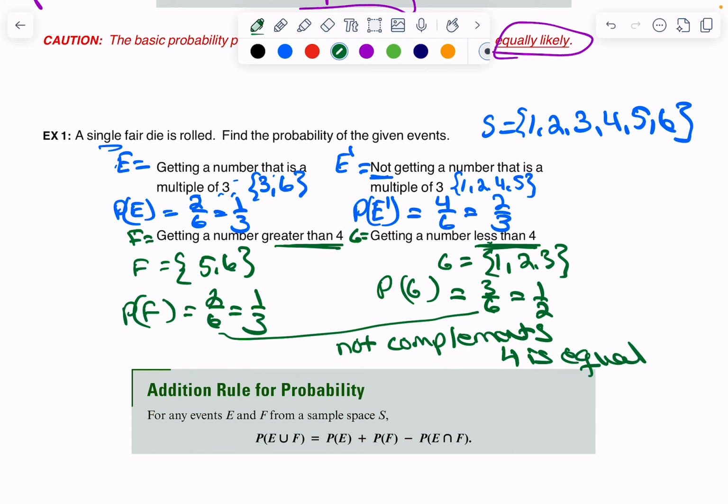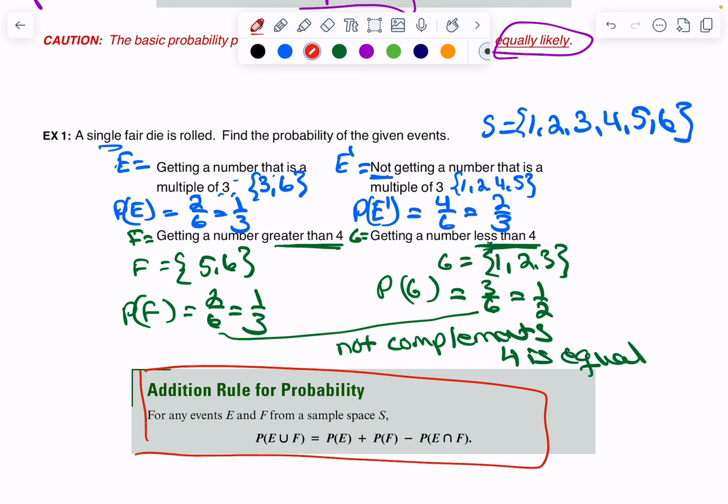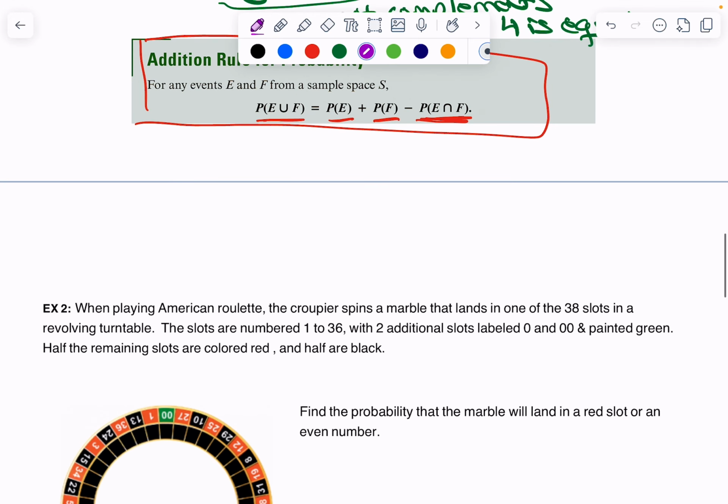Okay, next we're going to look at the addition rule of probabilities. So for any events E and F from a sample space S, the probability of E union F is the probability of E plus the probability of F, minus the probability of the event E intersection F. We do this so that we don't count this one twice. Okay, so let's look at an example.